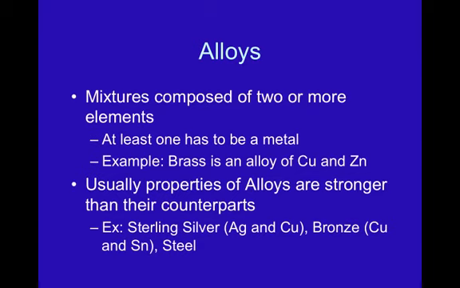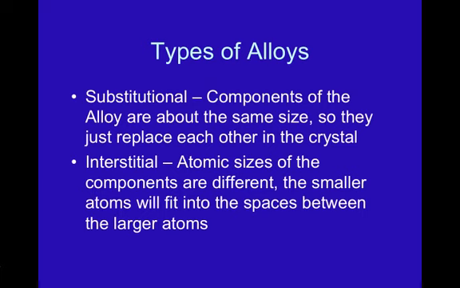Steel is a combination of 10 or so different elements all mixed together. Alright, so there are actually two types of alloys. The first one is called substitutional. The components of the alloy are about the same size, so they just honestly replace each other in the crystal. So for instance, copper and zinc are approximately the same size, they have really close to the same mass, they have about the same number of protons, and so on and so forth, so they just replace each other, and the structure doesn't really change.